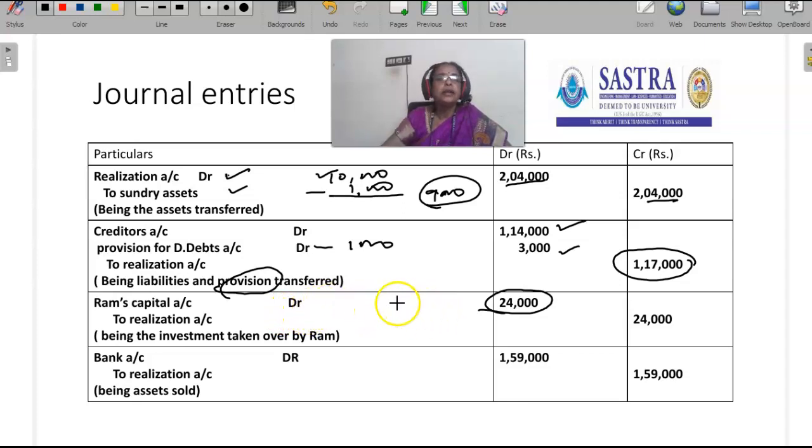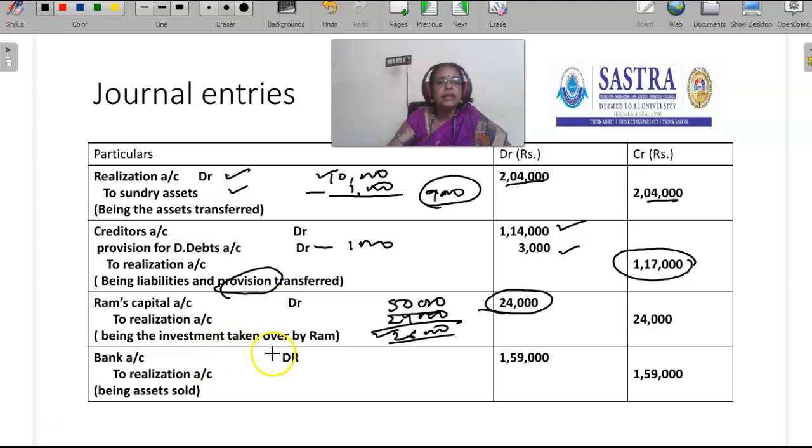Suppose the amount due from the firm to Ram is 50,000. He has taken over the investment at 24,000. So only the balance amount is paid by the firm. It need not pay 50,000, since the asset is already taken over by that particular partner. So the balance amount is 26,000. Only 26,000 the firm has to pay Ram because he has taken over the asset. If the assets are taken over, the capital account of the partners should be debited.